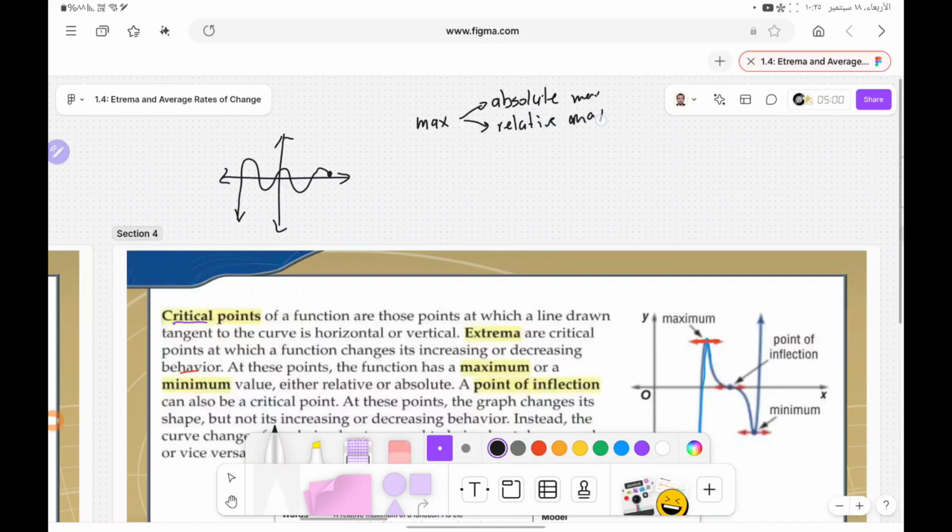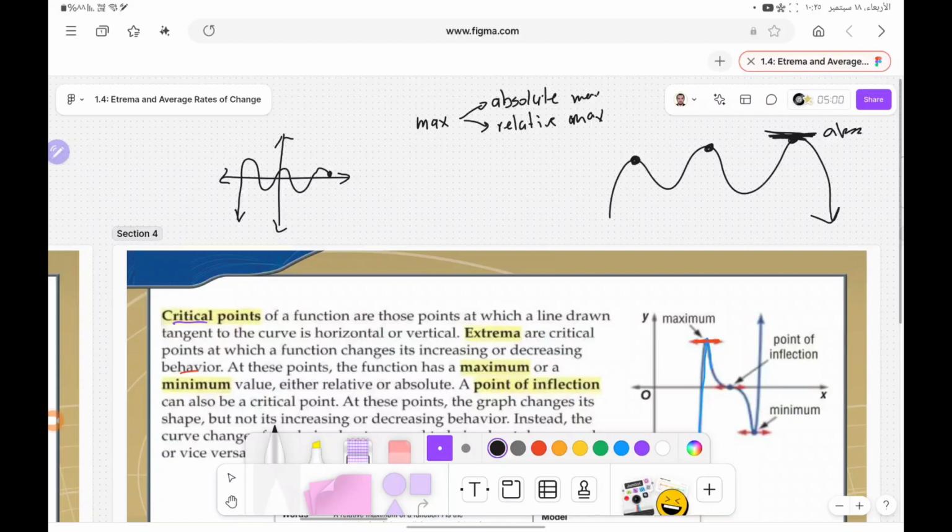What's the difference between absolute maximum and relative maximum? Absolute maximum means it's the highest value within the whole interval of the function. If you look at this function, how many maxima do we have? I have a maximum here, here, and here. But which one of these 3 points is the absolute maximum? The absolute maximum is the highest point, and it's this one here.